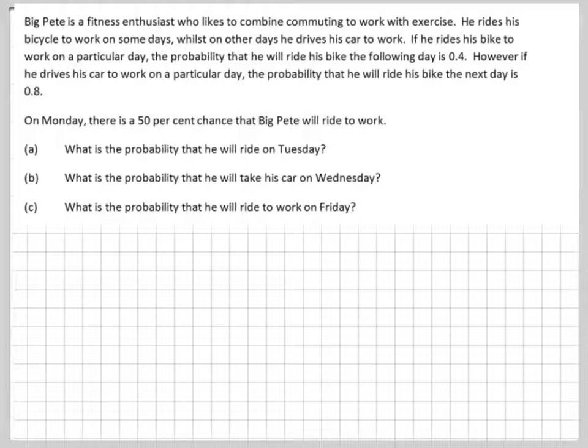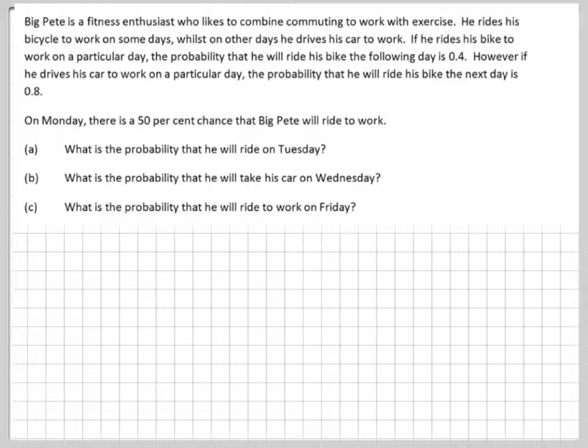We've got Big Pete. Big Pete is a fitness enthusiast who likes to combine commuting to work with his exercise. He rides his bicycle to work on some days, whilst on other days he drives his car to work. If he rides his bike to work on a particular day, then the probability that he will ride his bike on the following day is 0.4, because poor old Big Pete gets a bit tired. However, if he drives his car to work on a particular day, then the probability that he'll ride his bike the next day is 0.8, because he's all nice and rested and pretty keen.